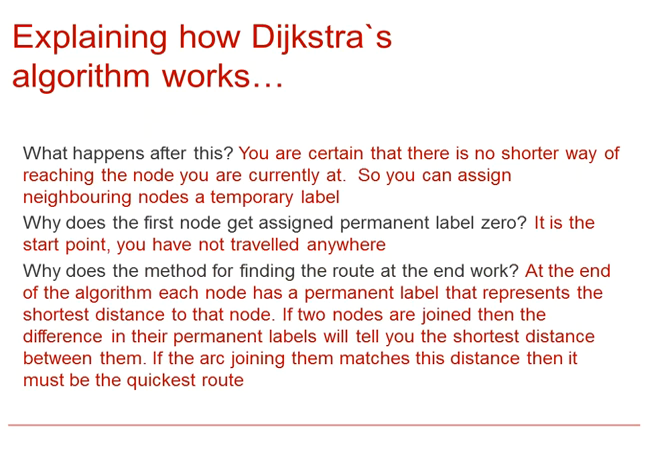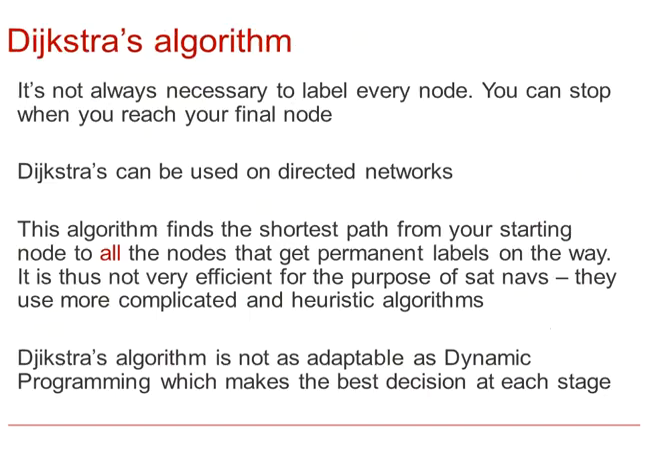If two nodes are joined, then the difference in their permanent labels will tell you the shortest distance between them. So you can also interrogate the network once you've got all the labels there to answer other questions of distances between other nodes. I have a few points about Dijkstra's algorithm. It's not always necessary to label every node. Dijkstra's can be used on directed networks, but do look out for the directions of the arrows when assigning the working labels.